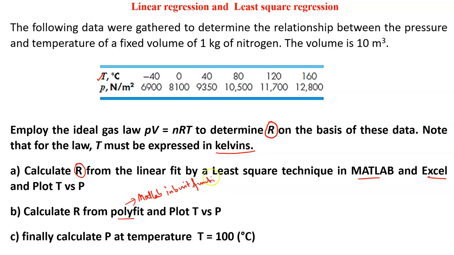Using that inbuilt function, again we'll calculate R by using polyfit, and then again plot T versus P, and finally calculate P at temperature T of 100 degrees centigrade. So at 100 degrees centigrade, what will be the P value? After getting R, we will put it in the ideal gas law, and then at that particular temperature, what will be the pressure? That we have to calculate, and that is question number C.